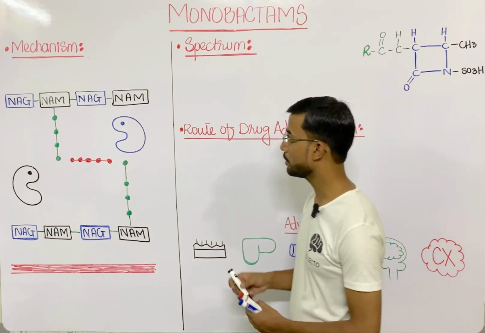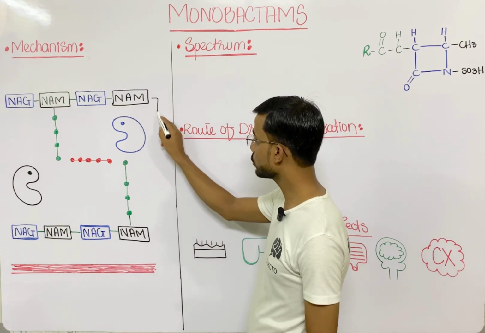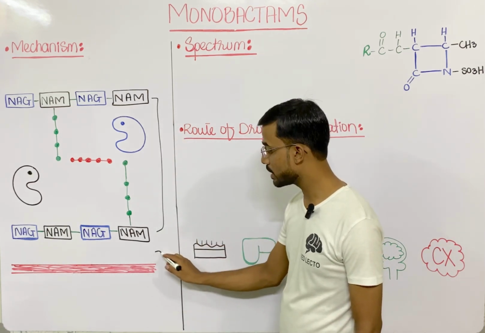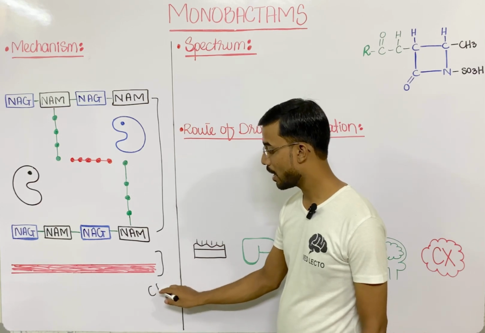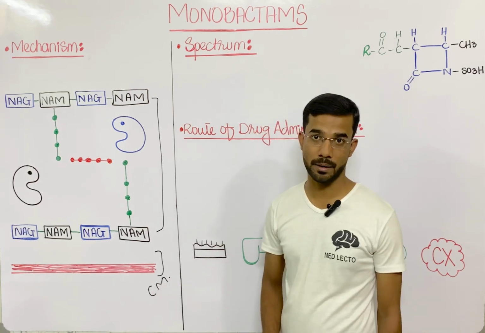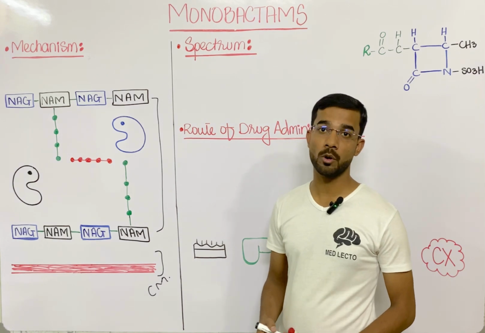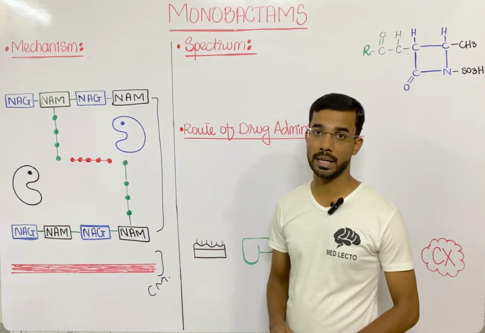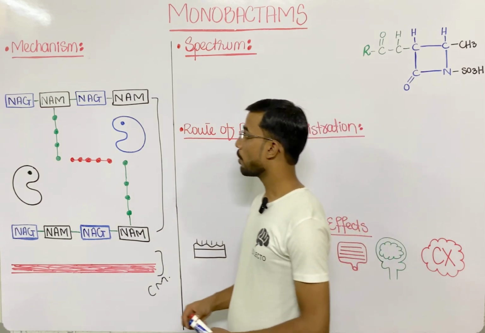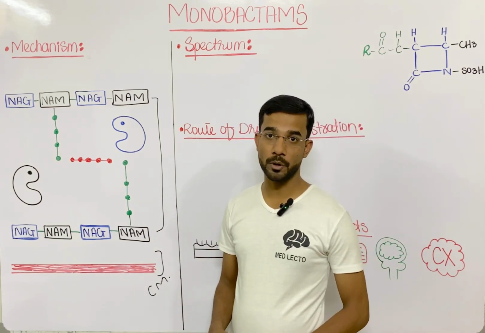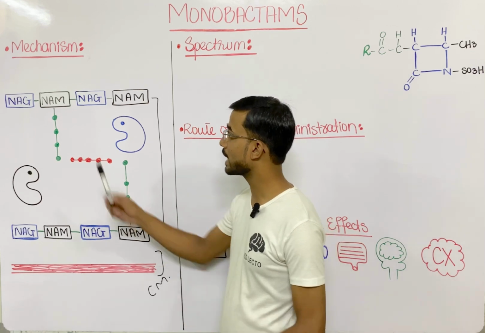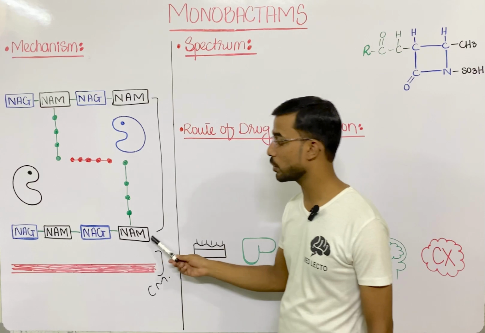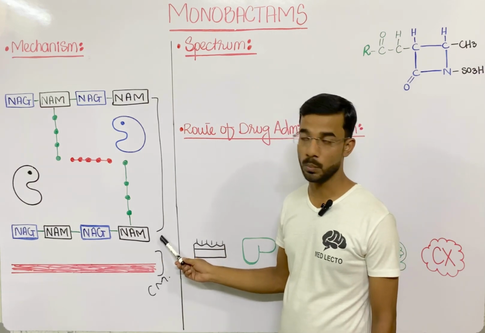So if you look here, this whole structure is actually the cell wall, and next you will see the presence of the cell membrane of the bacteria. We will see how Monobactam actually inhibit the synthesis of the peptidoglycan. So peptidoglycan has two components. First one is the glycan chain. Here is the glycan chain 1, and after that you will see the glycan chain 2.